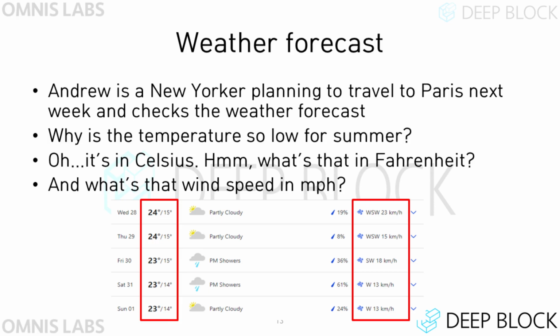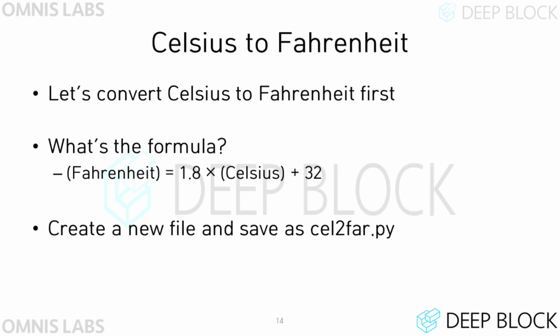Also, for Andrew, who is unfamiliar with kilometers per hour, let's change the wind speed unit from kilometers per hour to miles per hour. First, look at the formula for calculating the Fahrenheit temperature from the Celsius temperature. Now, let's create a program that prints the temperature in Fahrenheit when the user inputs the temperature in Celsius.